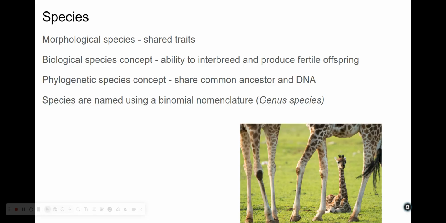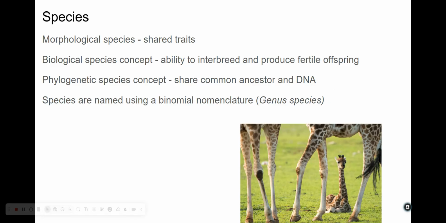So we name species using binomial nomenclature. Remember, it's genus species, capital for the genus, lowercase for the species, in italics, or underlined if you're handwriting. Now the giraffes are on here, remember, because it can be difficult to distinguish between populations and species.